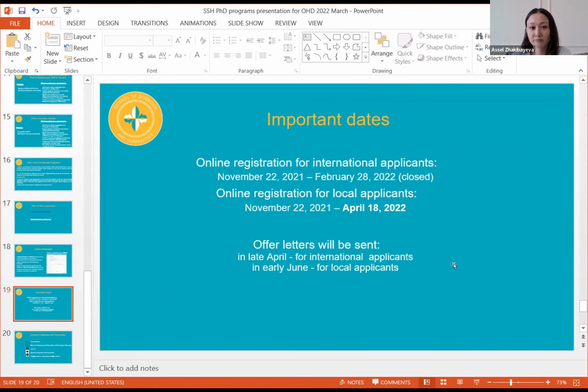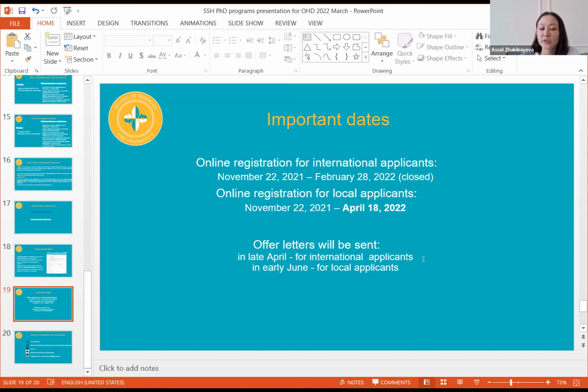So another reminder of the dates: April 18th is the deadline for submitting your application form. And also don't forget to do the two-button submit, because if you don't click the submit button, your application package won't be considered by the admission committee.